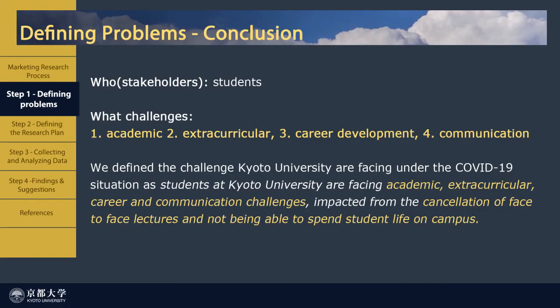So, with the collected information, we agreed to focus on students as stakeholders, and the challenges that they're having can be categorized into 4 topics. 1. Academic, meaning study and research. 2. Extracurricular, such as joining clubs and committees or other community activities. 3. Career development. And 4. Overall communication. And this was because of the cancellation of face-to-face lectures and not being able to spend student life on campus.